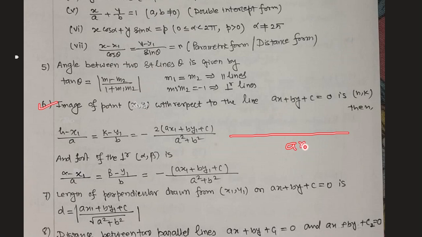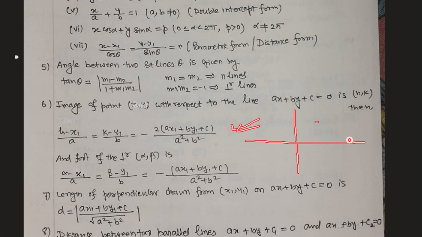Suppose this line is given whose equation is ax plus by plus c equal to 0. Here is the point (x1, y1), and below it the point is given which is (h, k), and this will be the image of (x1, y1). So here we can use the formula (h minus x1) by a plus (k minus y1) by b is equal to minus 2 into (ax1 plus by1 plus c) divided by (a square plus b square). So this formula generates the image points.